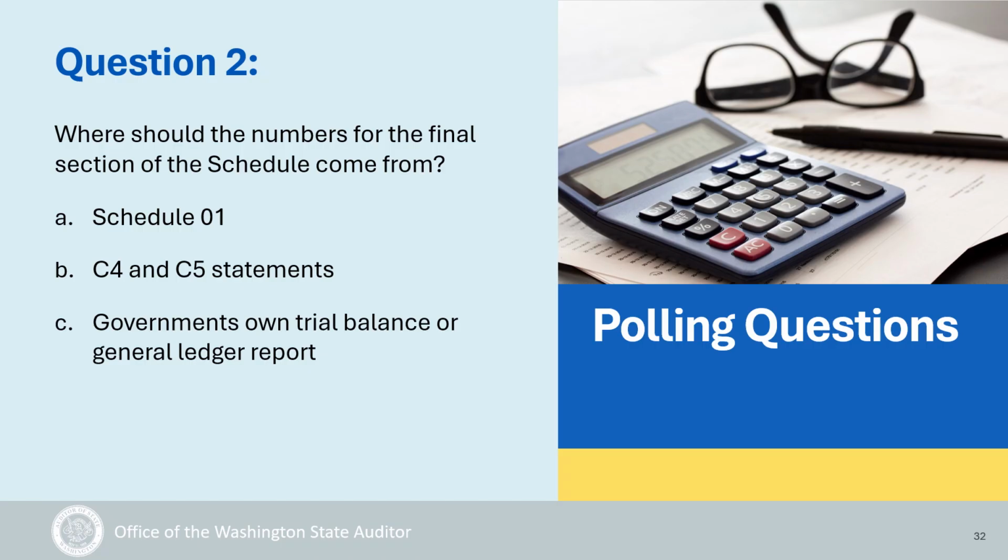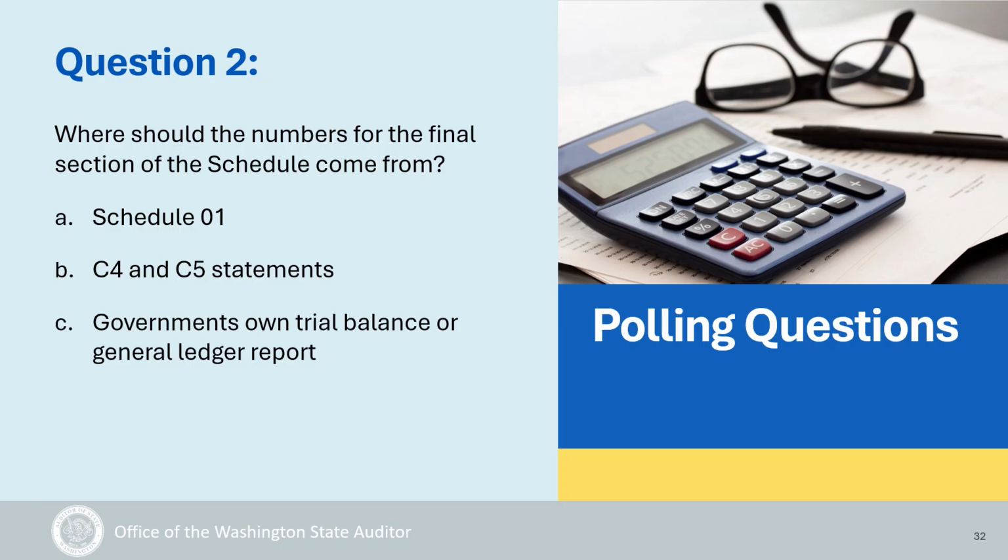Question 2. Where do the numbers for the final section of the schedule come from? So that's the last section at the bottom of the schedule. The options are A, the Schedule 01, B, the C4 and C5 statements, or C, the government's own trial balance or general ledger report.